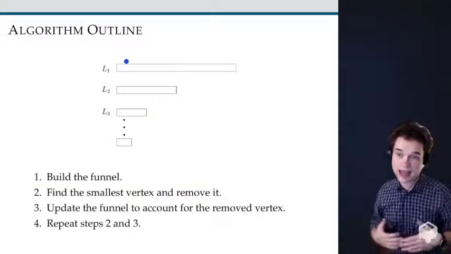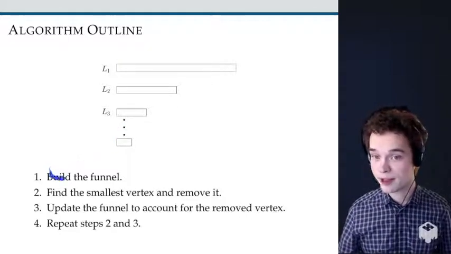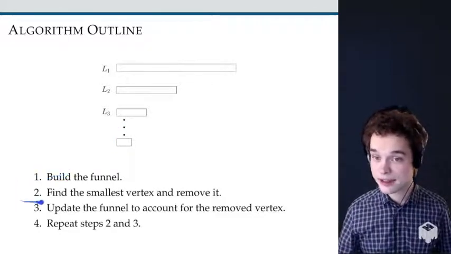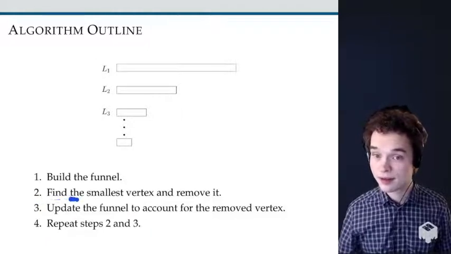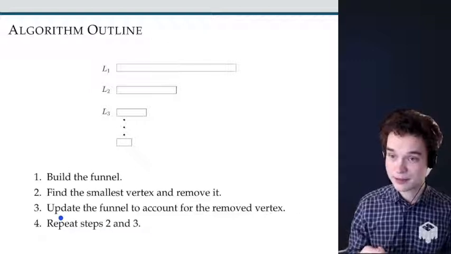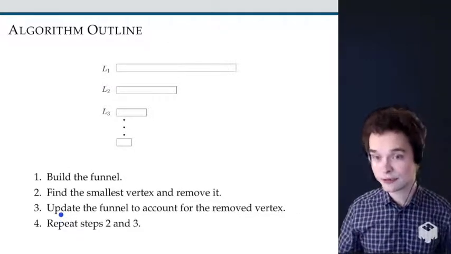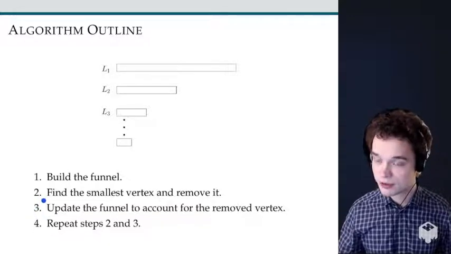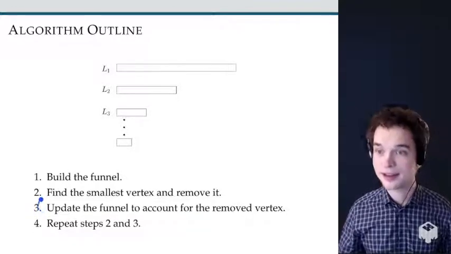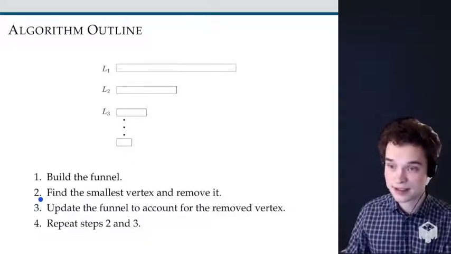Okay, so now we have all the components of our algorithm. What we do is first we build the funnel, then we find the smallest vertex and remove it, then we update the funnel. Usually this just means we do a temporary fix, but occasionally this means we rebuild entire levels, and then we rinse and repeat. We find the smallest vertex and remove it, update the funnel, and so on. That's the structure of our algorithm for stochastic generalized sorting.